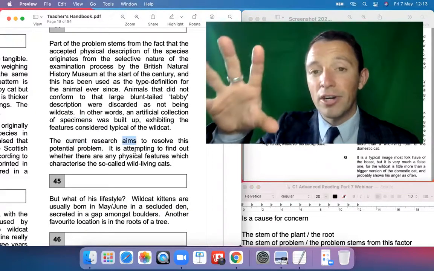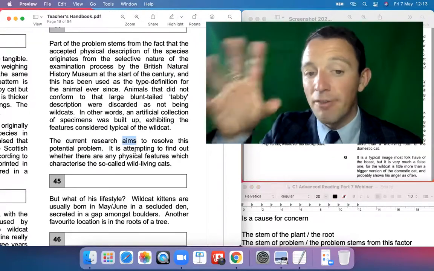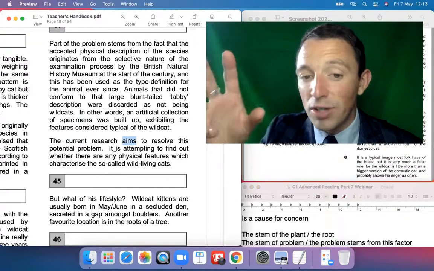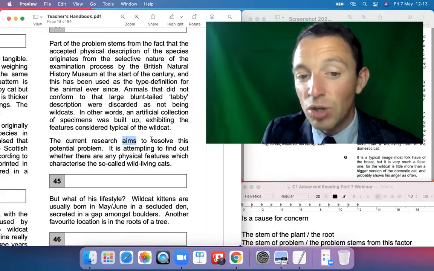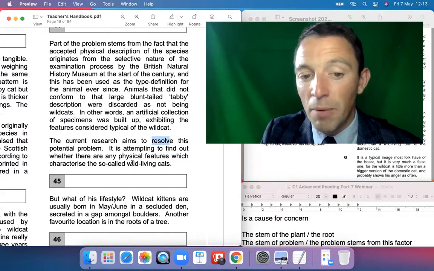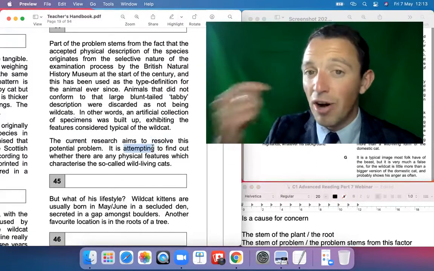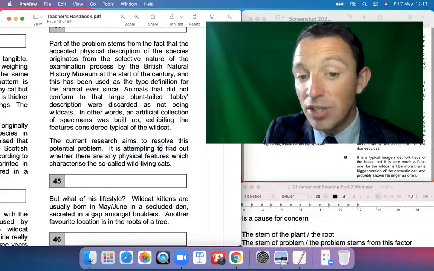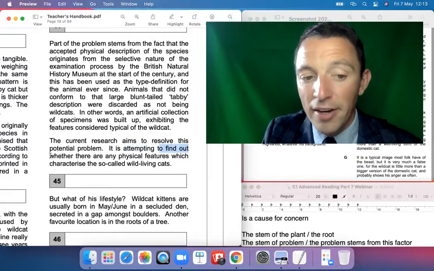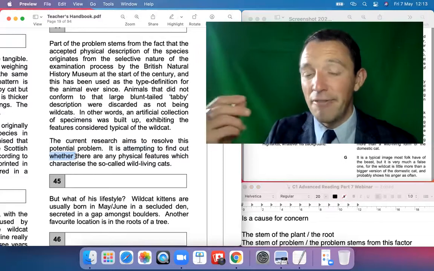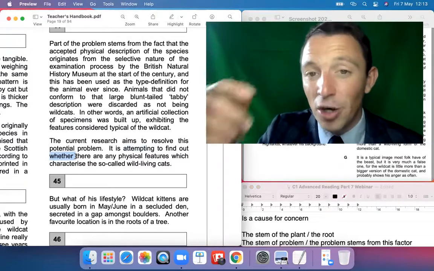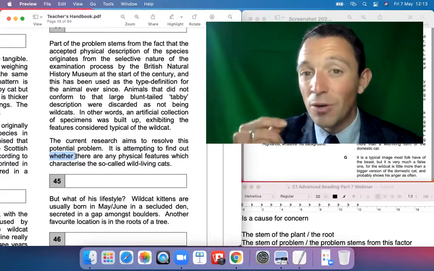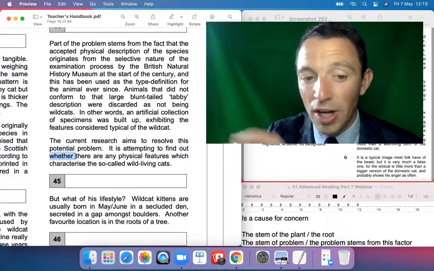The aim of your job is the objective or the focus. So the research focuses, or the objective, is to resolve this potential problem. Attempting is like trying. It's trying to find out, to understand. Whether basically has the significance. If I don't know whether I go to the city centre or not.